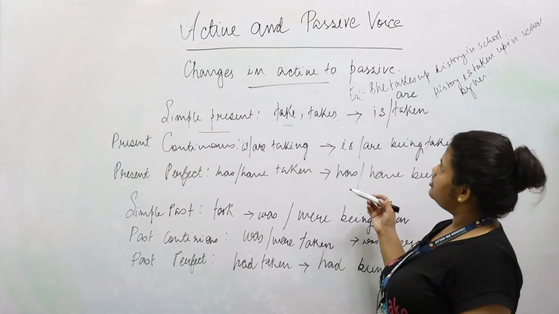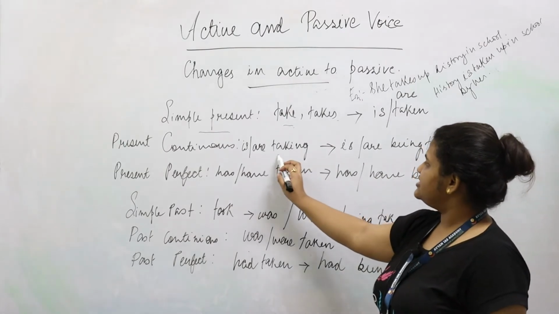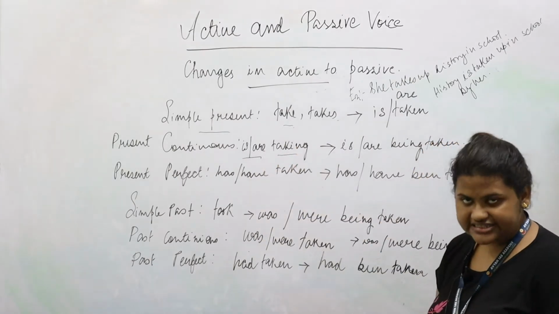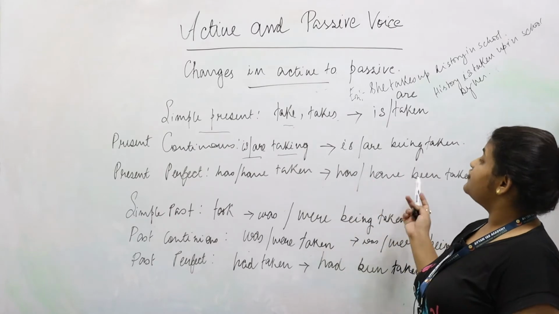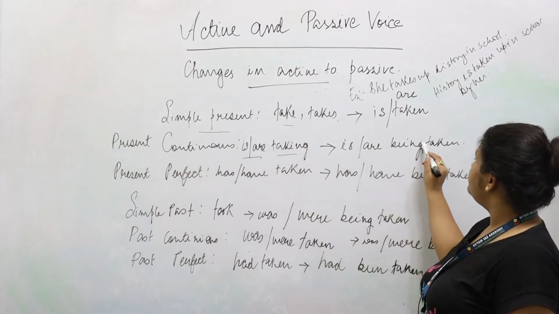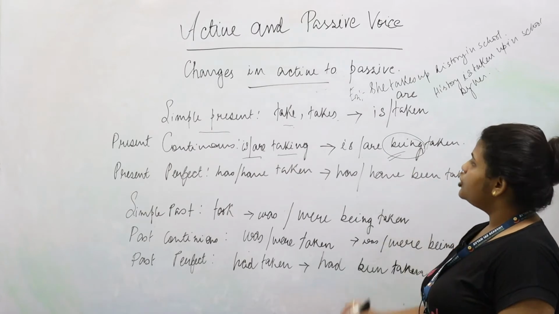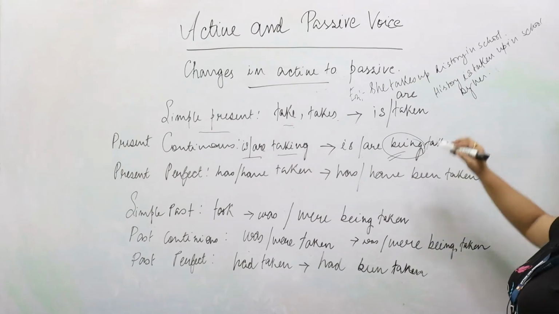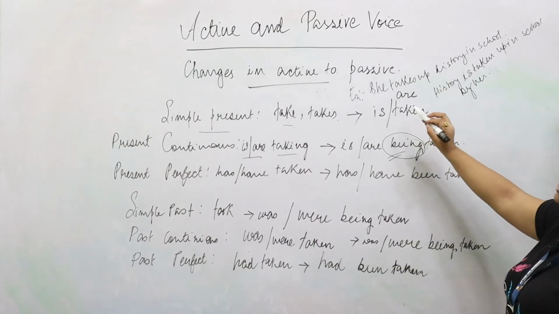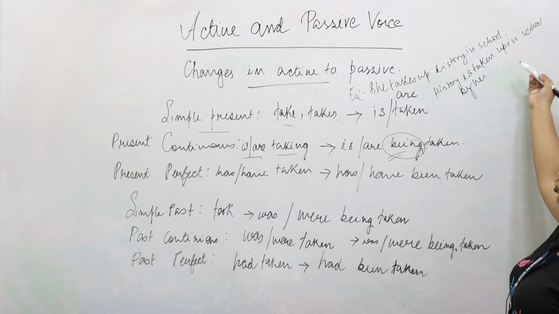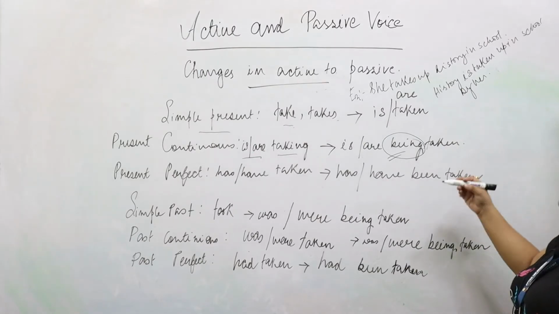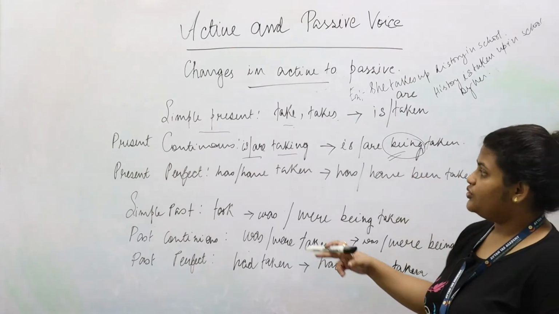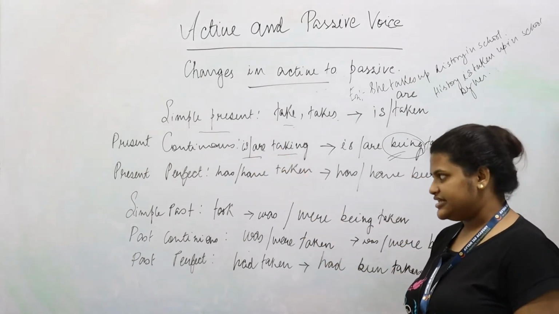If we are using the same sentence and the same verb in the present continuous tense, this would be transformed as is or are, but we will include a being: taken becomes being taken. So history is being taken up in school. If the sentence becomes she is taking history in school, this sentence would get transformed as history is being taken up in school. This being is an insertion because we are changing it in the present continuous tense.